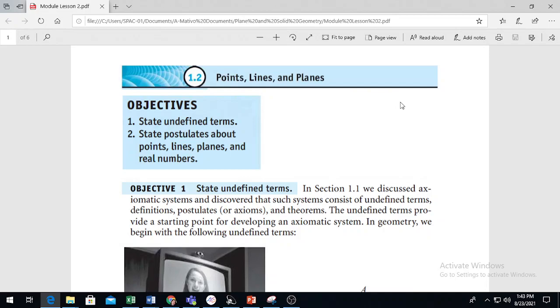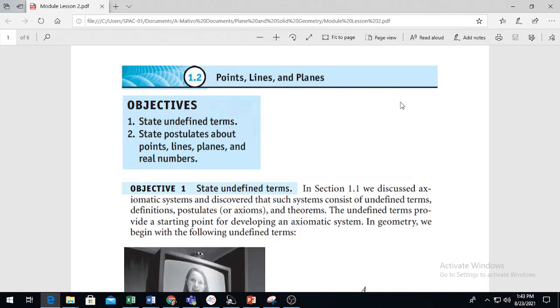Let's begin with the objectives. The objectives of this lesson are to state undefined terms, and state postulates about points, lines, planes, and real numbers. Therefore, at the end of this class, you should be able to understand by stating undefined terms and also stating some of the postulates relating to points, lines, planes, and real numbers.